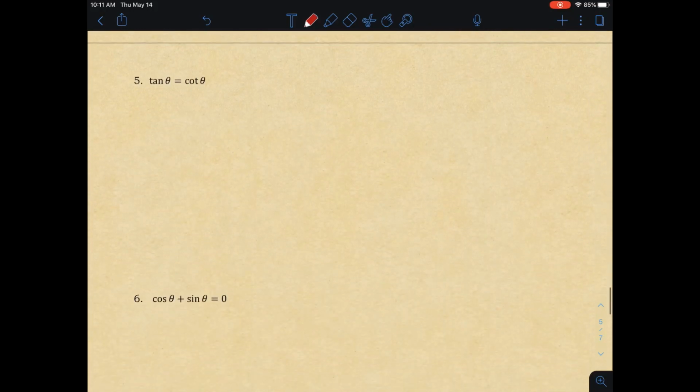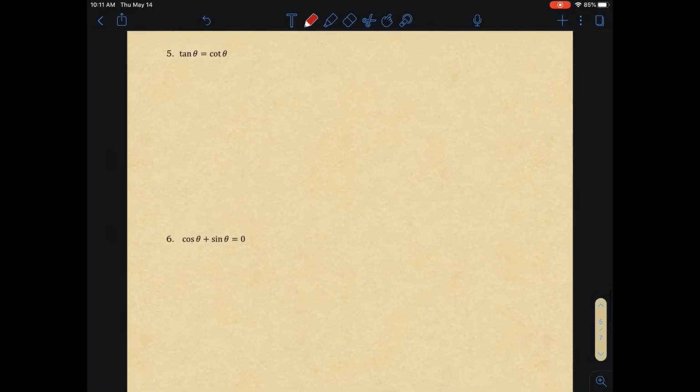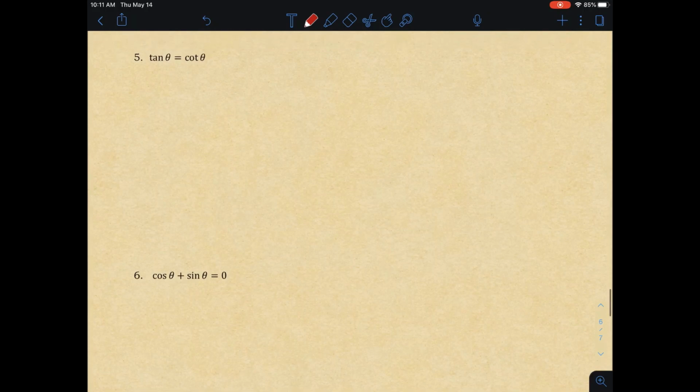Let's look at one more example together before I let you try one on your own. So looking at number 5 here, we have tangent of theta equals cotangent of theta. I'm going to show you a couple of other techniques that we can use when we solve trig equations, right? So far we did factoring. We used our Pythagorean identities to rewrite it as a trig equation. Here, we're going to actually just rewrite everything in terms of the same trig function. And I'll show you how we can do that.